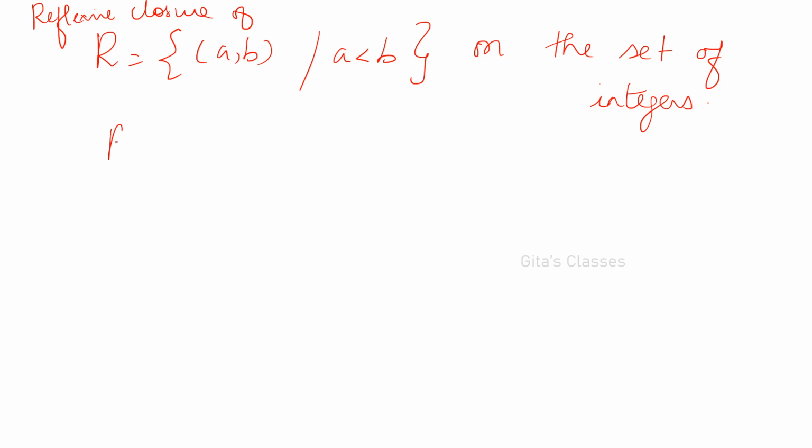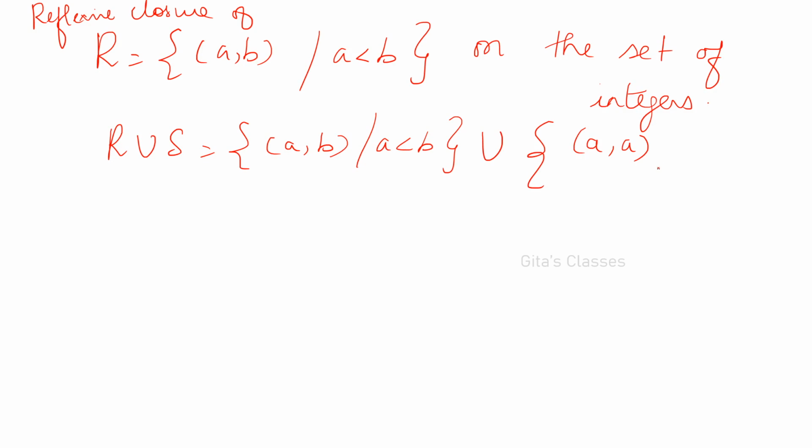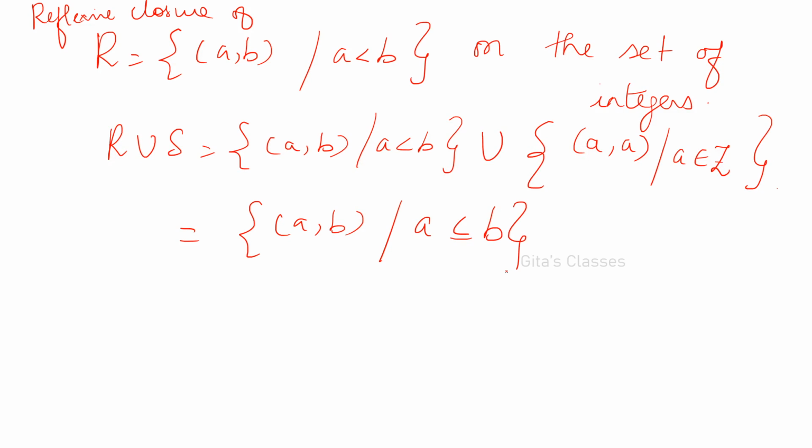So R union S. R is the set (a,b) such that a is strictly less than b, and S is the set of pairs (a,a), where a belongs to Z. That means the set of all (a,b) such that a is less than or equal to b. This is our reflexive closure. R union S is the reflexive closure of R.